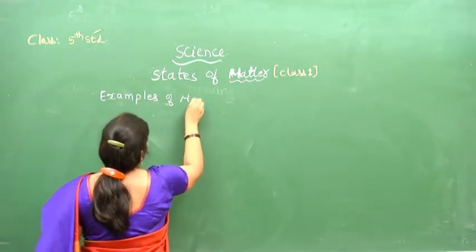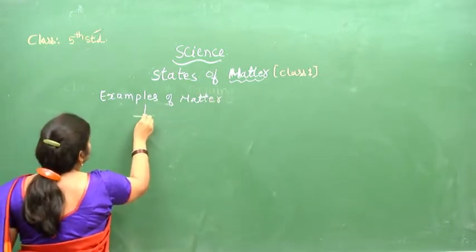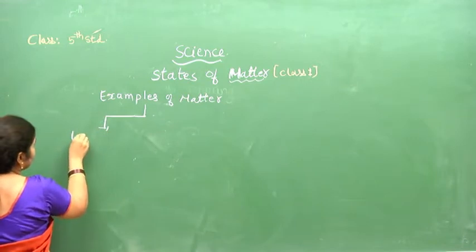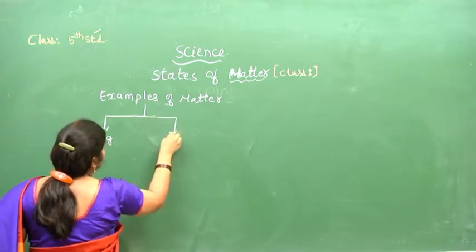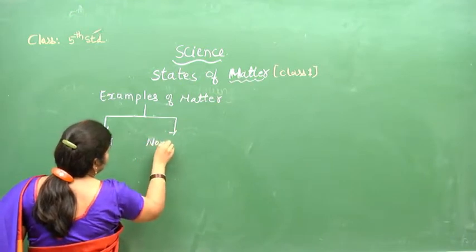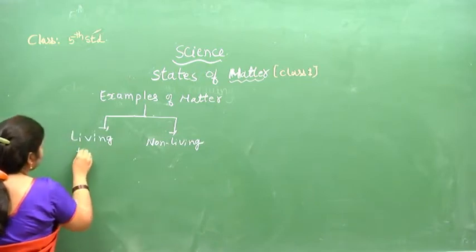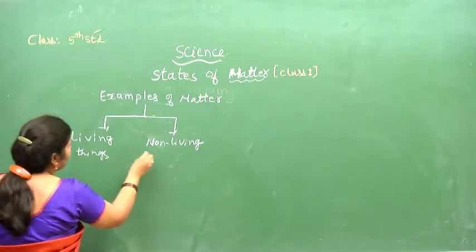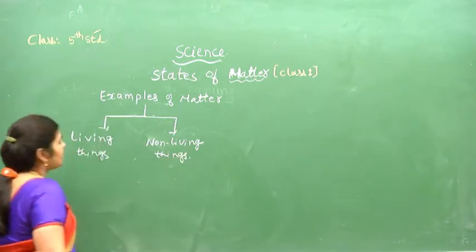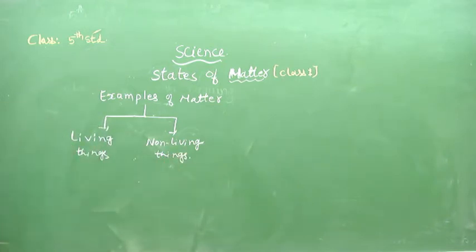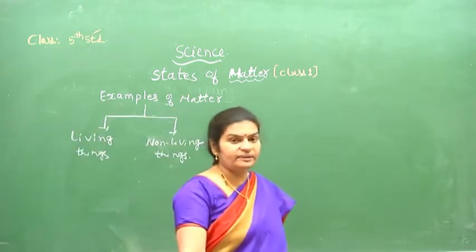Examples of matter. They are living and non-living things. Living things and non-living things are examples of matter. Now, living things. You can give examples of living things.